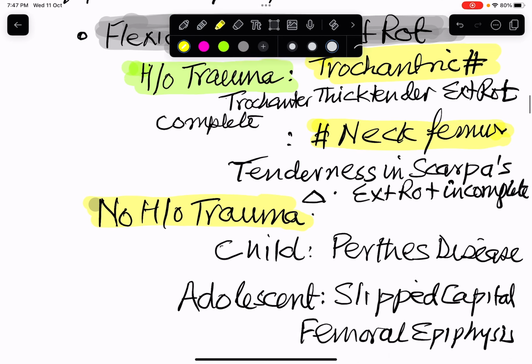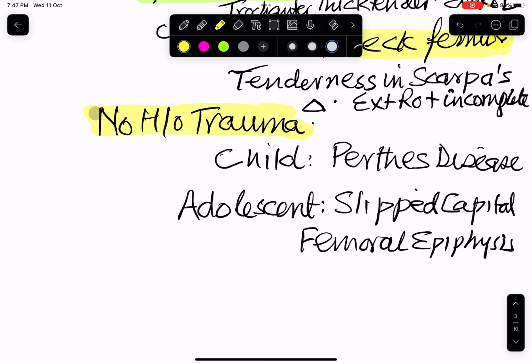If there is no history of injury, and it's a child, the diagnosis is Perthes disease. If it is an adolescent, then the diagnosis is slipped capital femoral epiphysis. And this is usually the fat, hypogonadic male child in whom this diagnosis is present.